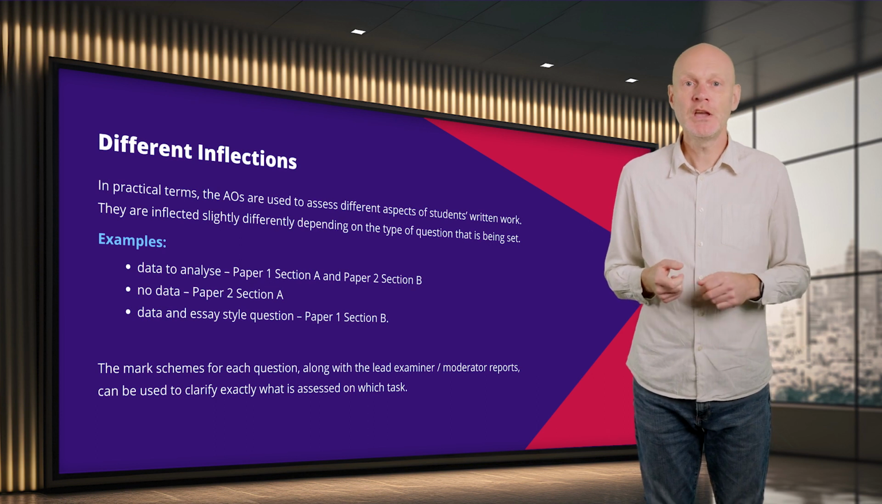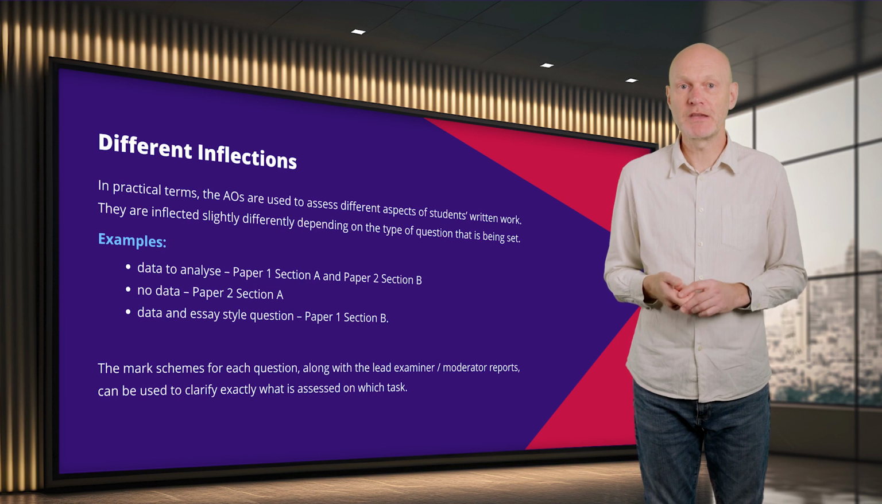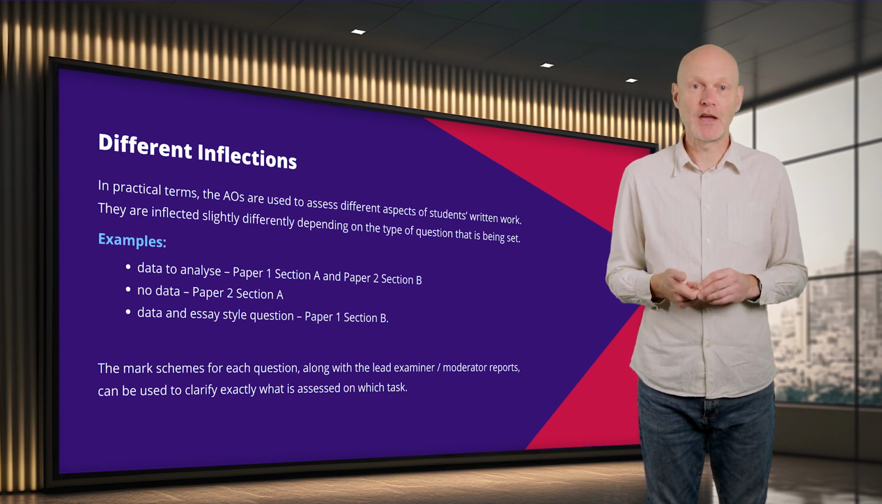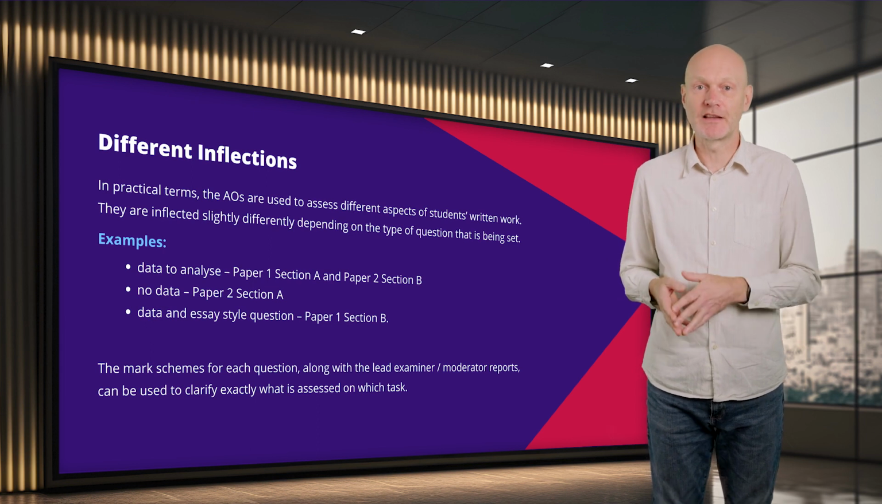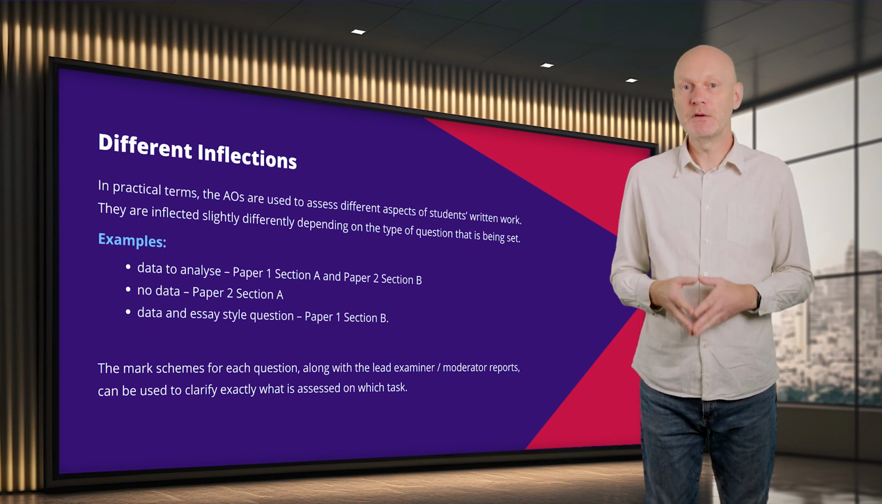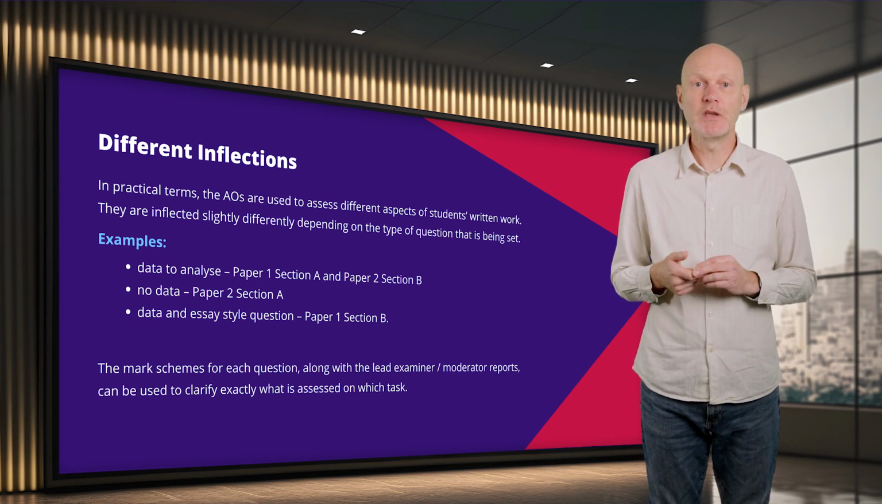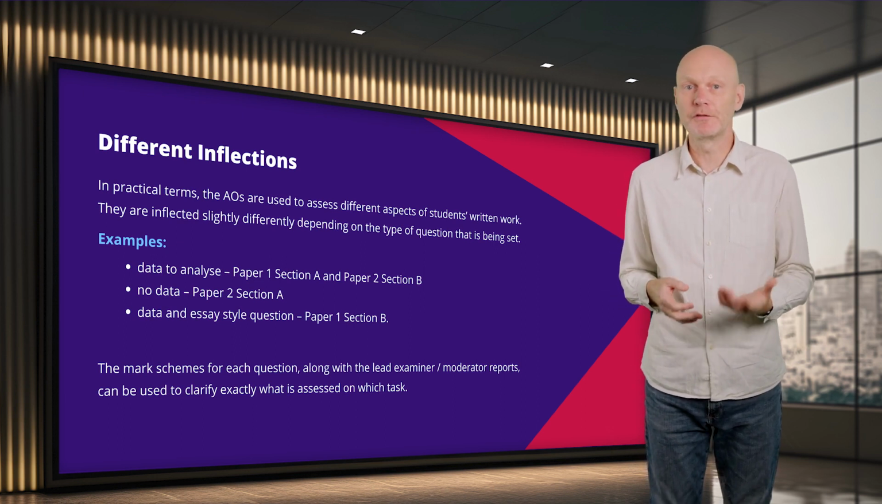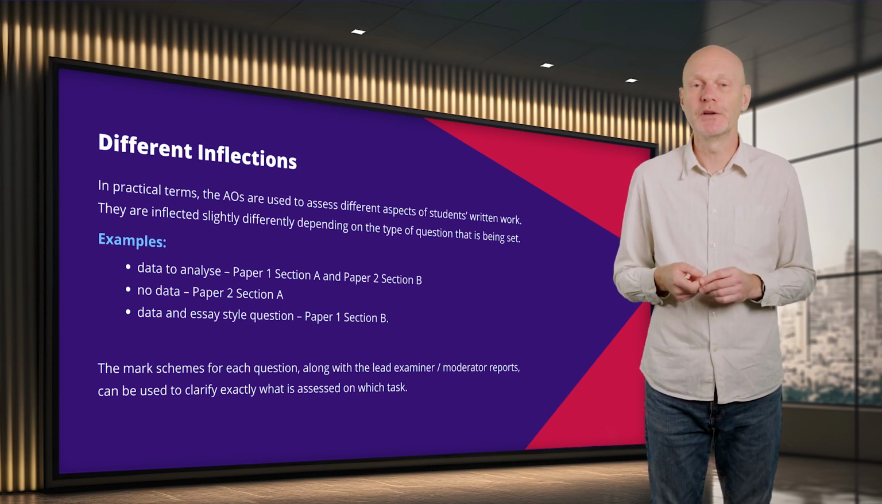For example, where there's data to analyse, so paper 1, section A, paper 2, section B, for example, the main focus of AO1 is to assess how well a student has applied linguistic methods to analyse language. However, when there's no data to analyse, for example, one of the essay questions on paper 2, AO1 is used to assess the written accuracy, the fluency, the structure of the essay, as well as the linguistic register being employed.